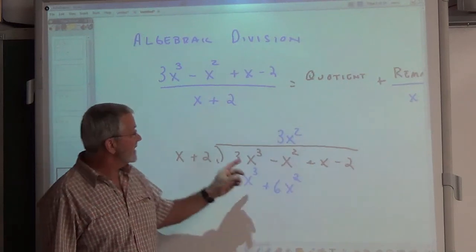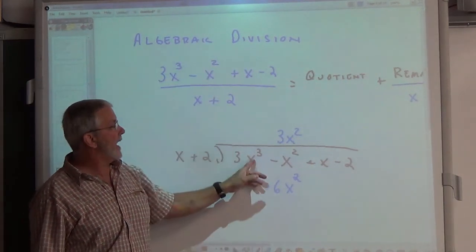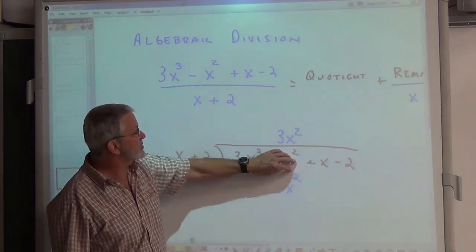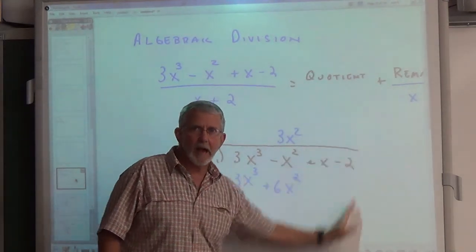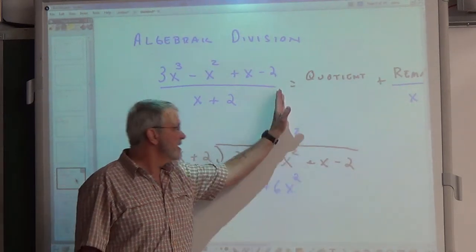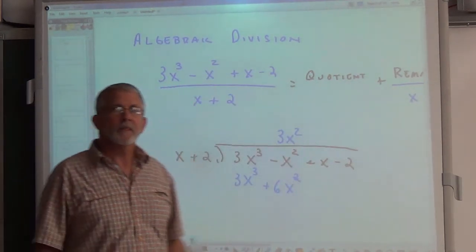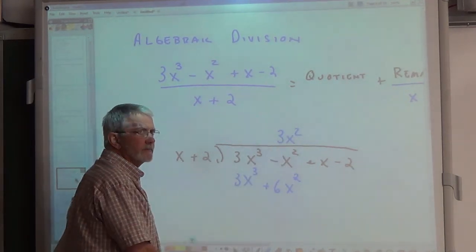And I'm going to tell you, if your dividend does not have all the powers, put a 0 in there. If this didn't have an x squared, you'd put a 0x squared, because you need a column for all the powers. Column for the constants. Column for the first powers of x. Column for the second power. Column for the third power. Dot, dot, dot. So we're going to go 3x squared, because 3x squared times x is 3x cubed.